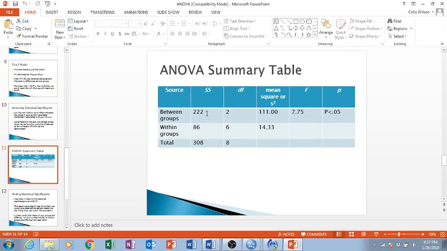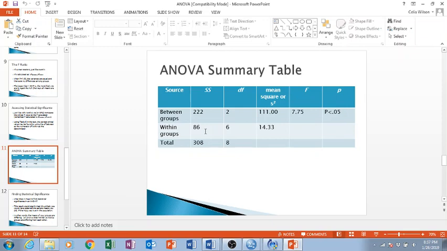So this measurement, this sum of squares between the groups, is what we talked about before. It's if we compare the variability between the groups, how much is there? And then how much variability is there within the groups, looking at sum of squares.